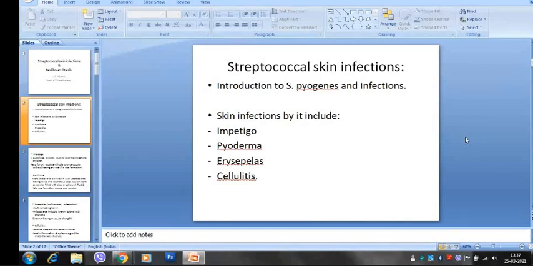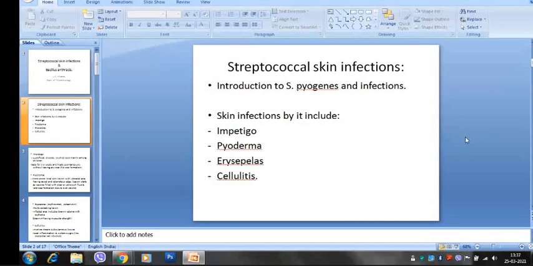Infections in addition to respiratory infection. Along with this, it can cause various pyogenic infections, genital infection, and non-suppurative complications such as acute rheumatic fever and post-streptococcal glomerulonephritis. Regarding respiratory infection, sore throat, and acute rheumatic fever, which is a non-suppurative complication of group A streptococci, we have studied that in first year.